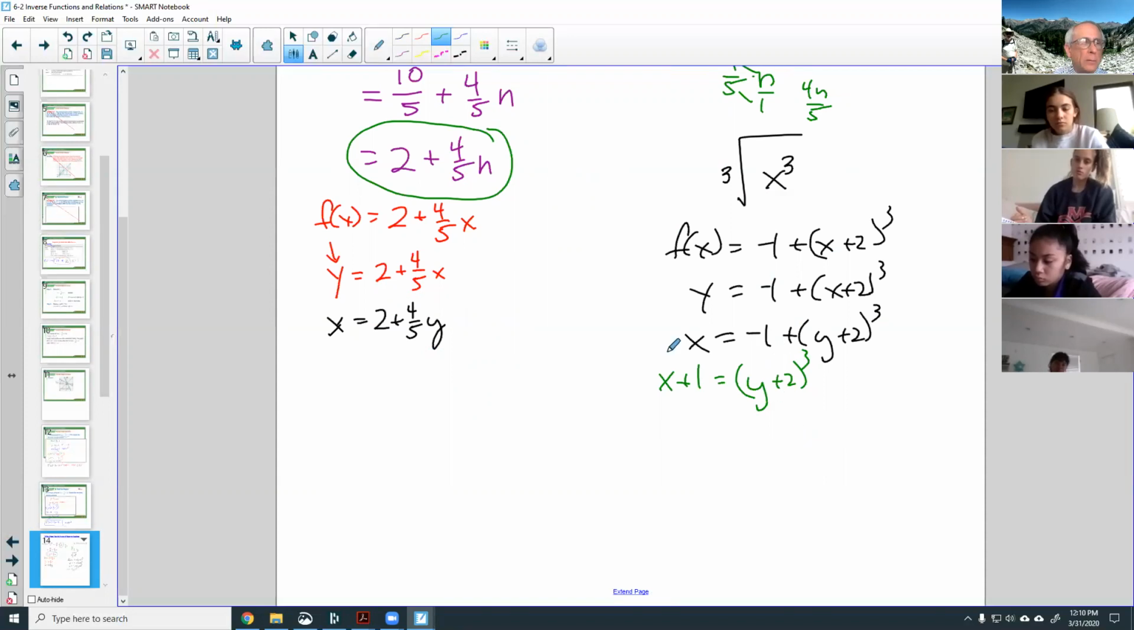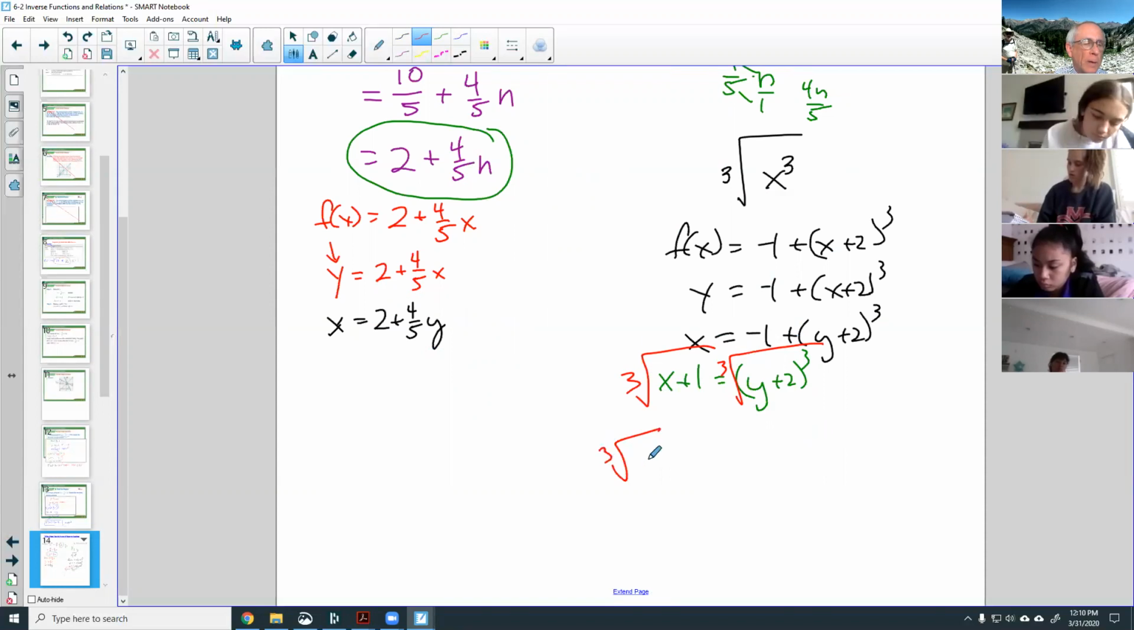Cube root. This side here, I have the cube root of x plus 1. And what do I have on this side? Y plus 2. Now I want to get y all by itself. What do I do? Subtract 2 on both sides. There you go. Good.